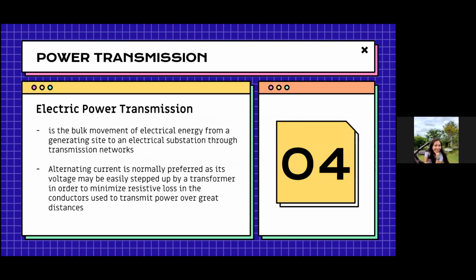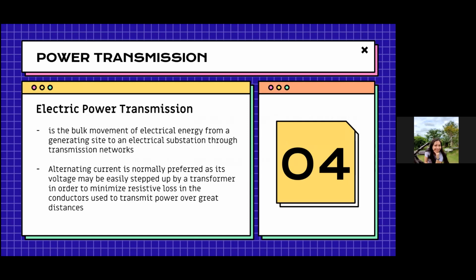For the next topic naman, we have power transmission. What does power transmission mean? Basically, power refers to electricity, and transmission as a general term means to pass on something from one place to another through a channel.